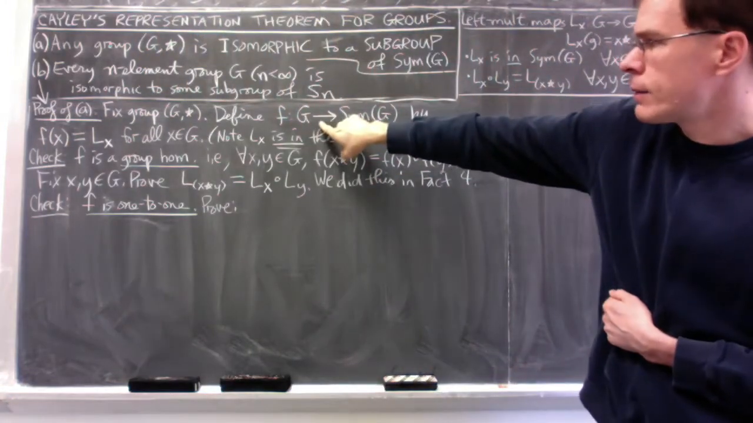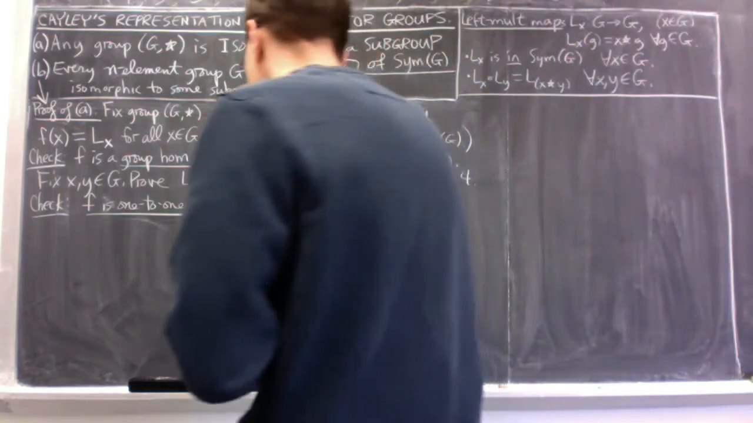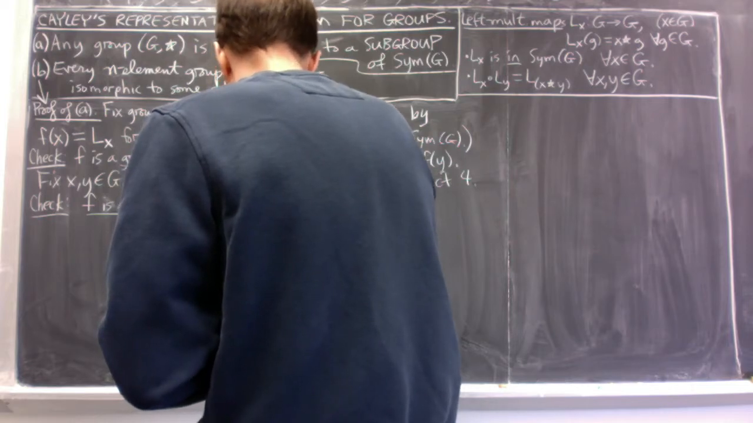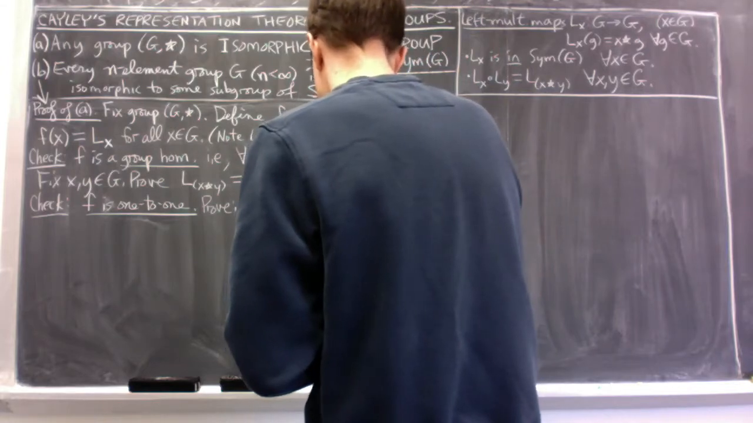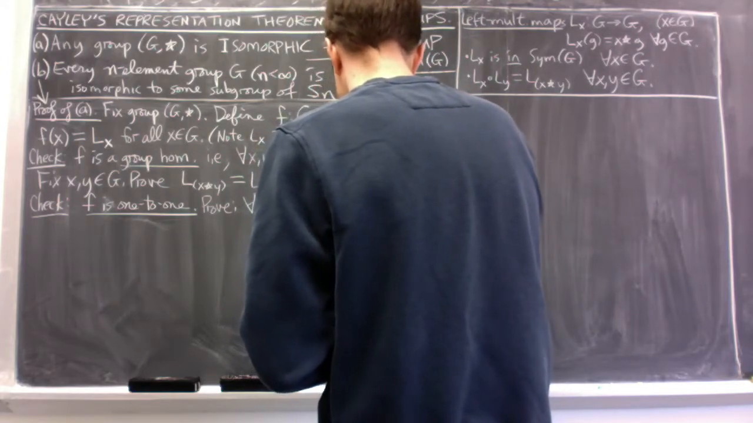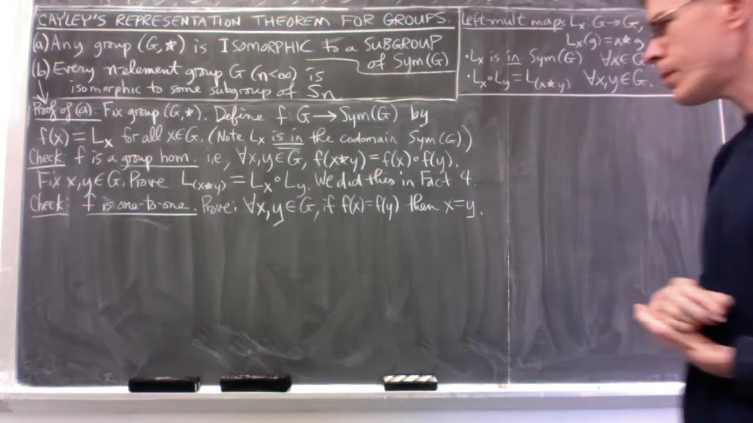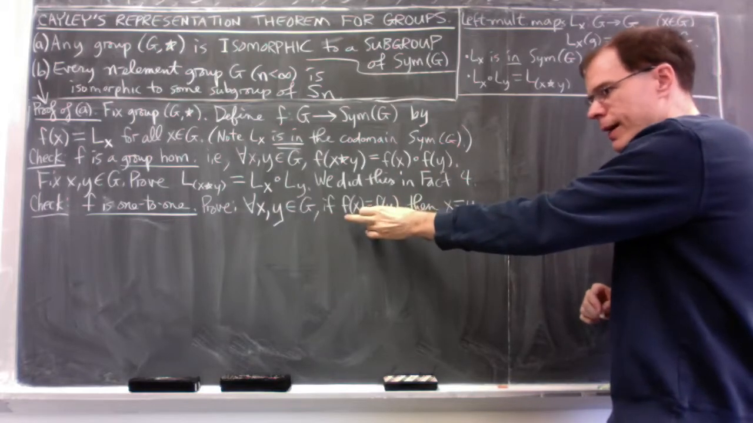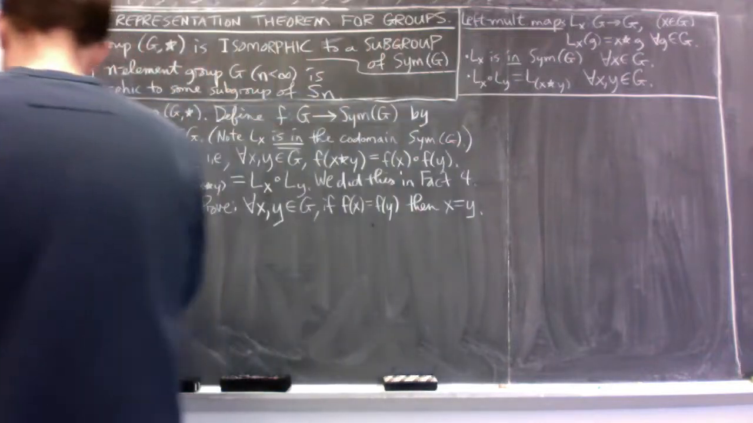And let's write out the definition of one-to-one, keeping in mind this guy right here. f goes from G to Sym(G). So what we have to do is prove for any two inputs x and y in G, the domain of f, if f of x is equal to f of y, then it better be true that x is equal to y. And we did not prove that before. We proved a similar statement about Lx. Now we're going to prove the statement for f. And let's see how that works.